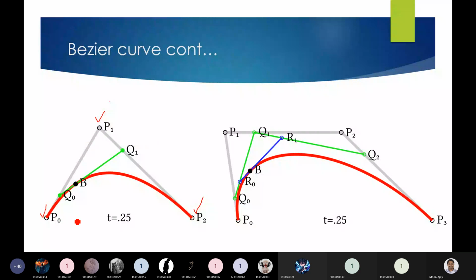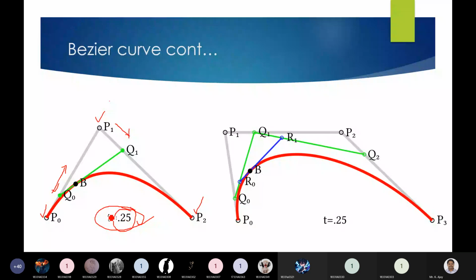So at a particular t value, t equal to 0.25, or u equal to 0.25, this shows you the point q0. At t equal to 0.25, q0 lies on the p0 p1 straight line, and q1 lies on the p1 p2 straight line. q1 moves from p1 to p2, whereas q0 moves from p0 to p1 with respect to the t value.